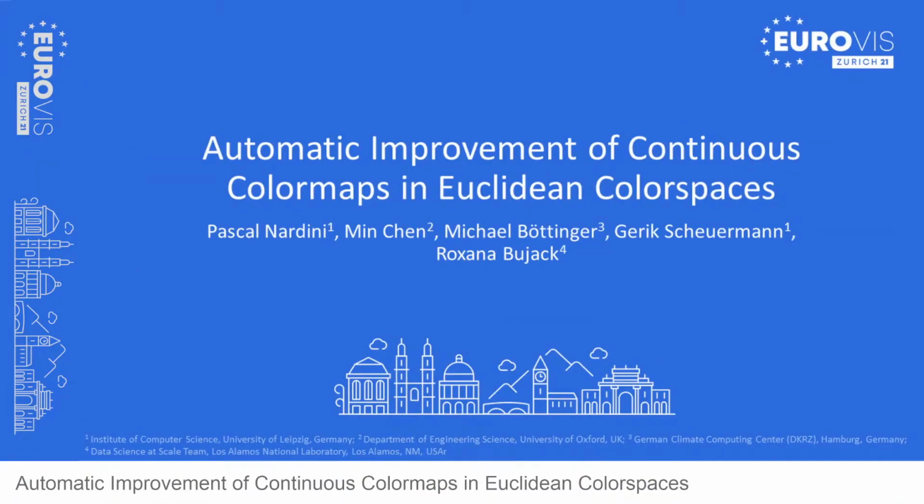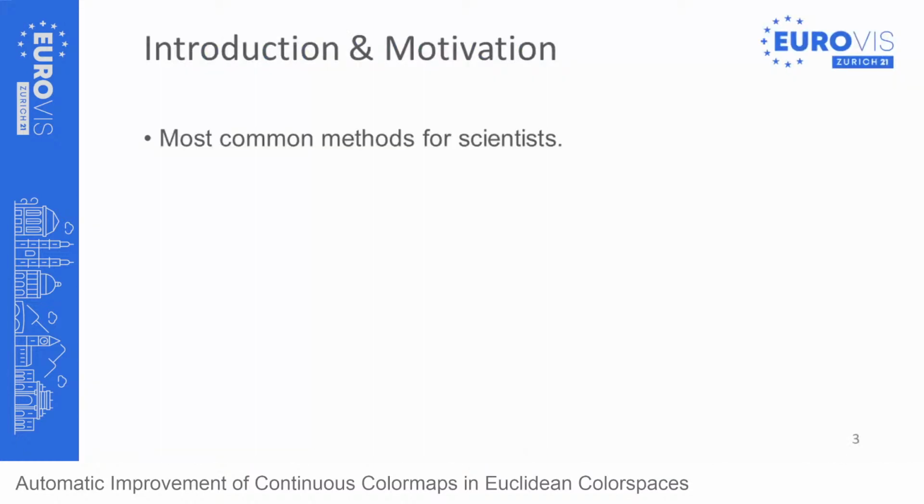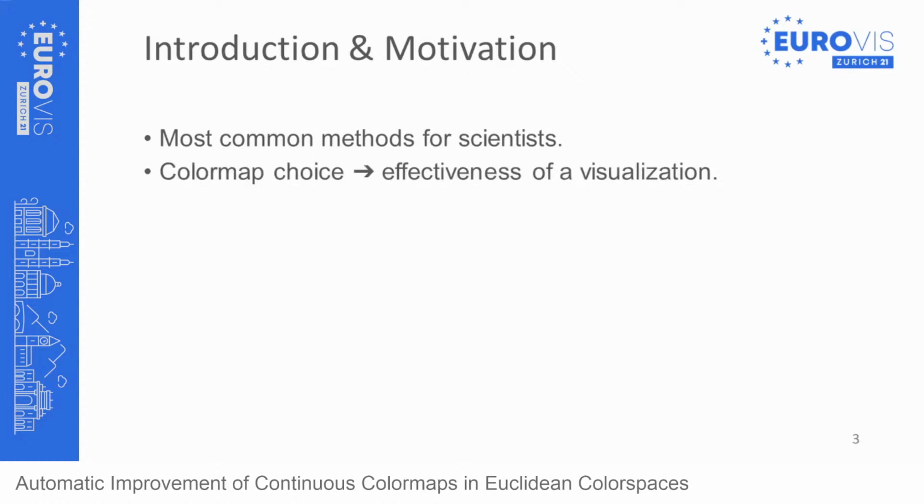My name is Pascal, I'm with the Leipzig University, and today I will tell you something about our work, Automatic Improvement of Continuous Color Maps in Euclidean Colorspaces. In Chapter 1, I give you an introduction and tell you a little bit about our motivation. Color mapping in scientific visualization is one of the most common methods for scientists to gain insight into their data and communicate their research. The color map choice can have a large impact on the effectiveness of a visualization.